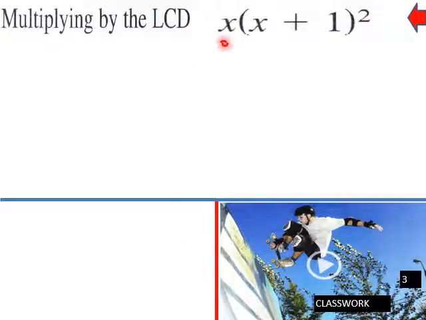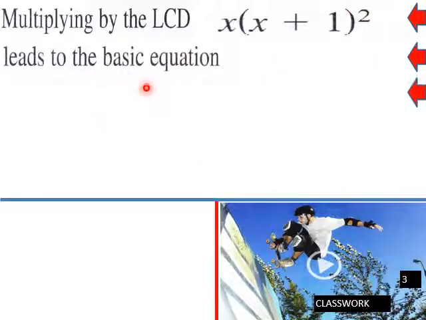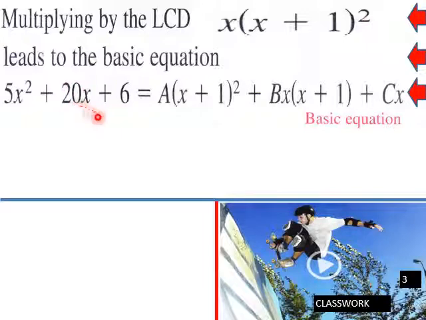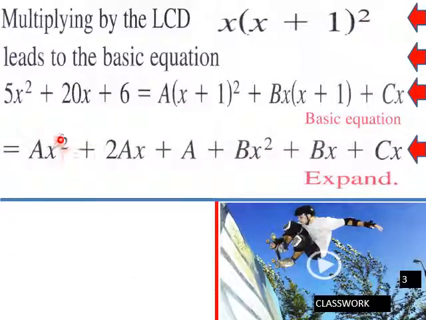Once we have that laid down, multiply by the LCD, which is x times x plus 1 quantity squared. And it leads to the basic equation: 5x squared plus 20x plus 6 equals A times x plus 1 squared plus Bx times x plus 1 plus Cx. This is our basic equation here. Now, when we expand this out, we get this big, long, gnarly thing here.